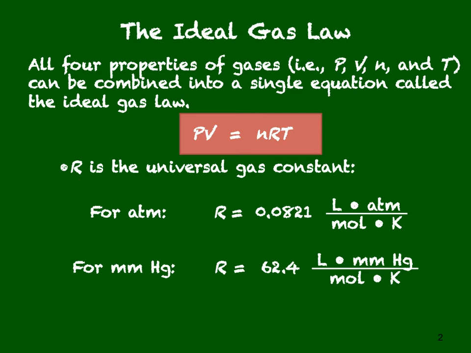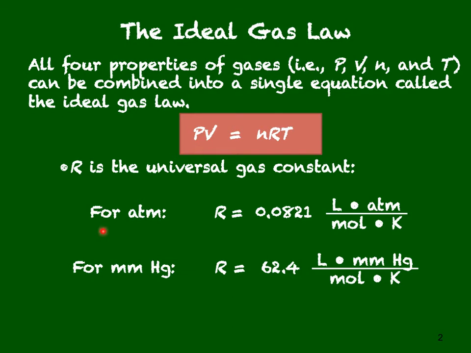Remember when we were doing PV equals K, and P over T is equal to a K, and V over N is equal to a K. All those different things where we had the K, and I said not to worry about those Ks. Well, if we combine all those Ks up, we get the universal gas constant. And so there are two values for the universal gas constant.